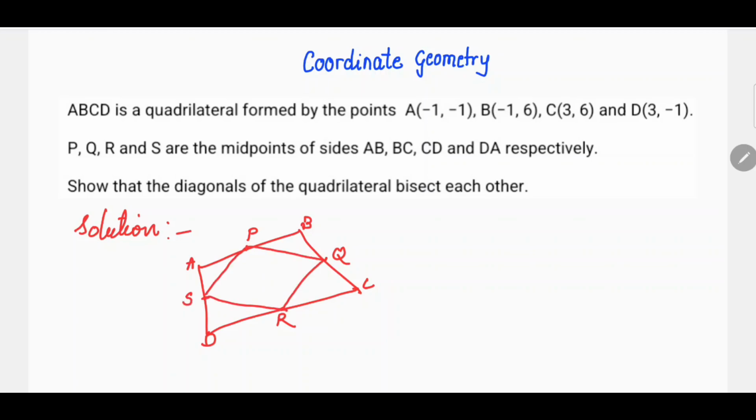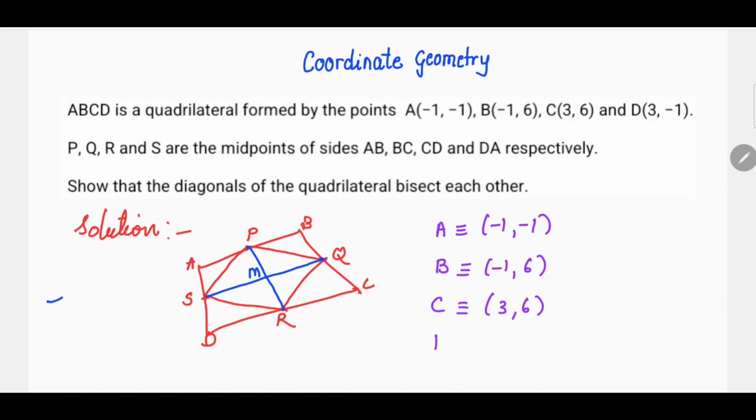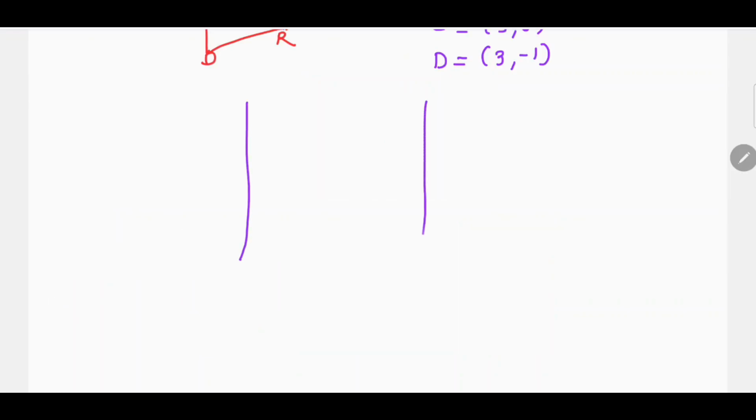I will draw PQRS. Now we have to prove that PQRS is a parallelogram, that the diagonals of PQRS bisect each other. Let that point be M. Here A is given as (-1, -1), B is given as (-1, 6), C is given as (3, 6), and D is given as (3, -1).